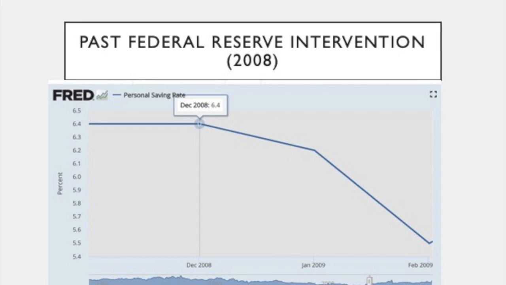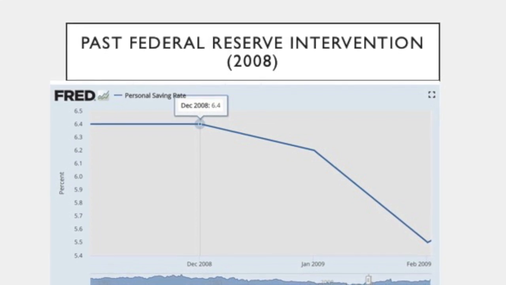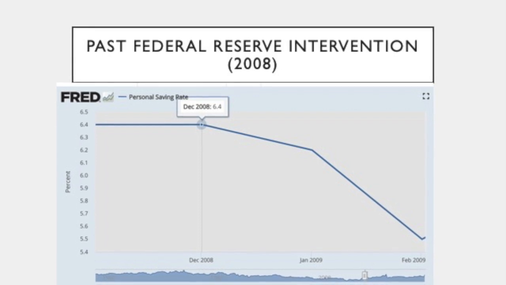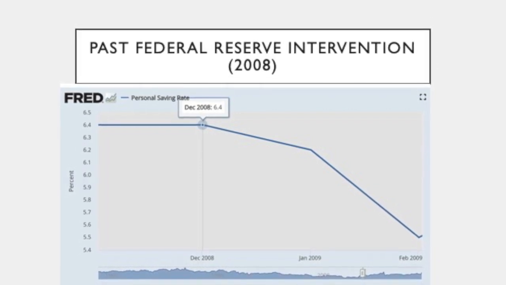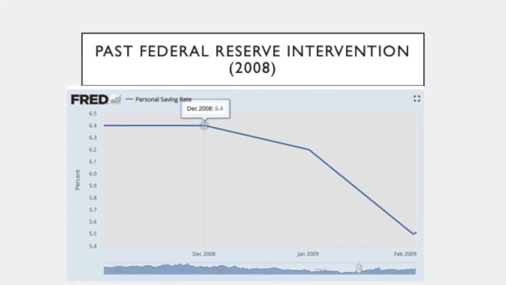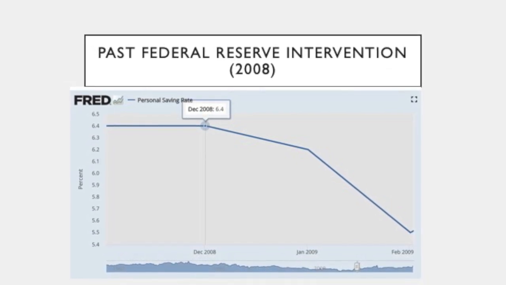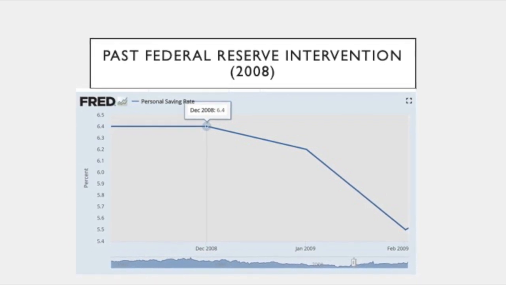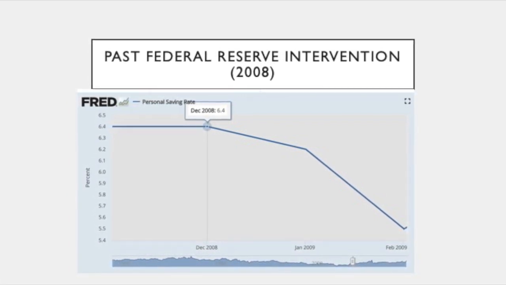So when they decided to cut the federal funds rate down to pretty much zero in December of 2008, I wanted to see the effect that it had on the personal savings rate shortly after. And as you can see, you can tell when the Fed decided to cut their rates because the personal savings rate went from 6.4% all the way down to around 5.6%.